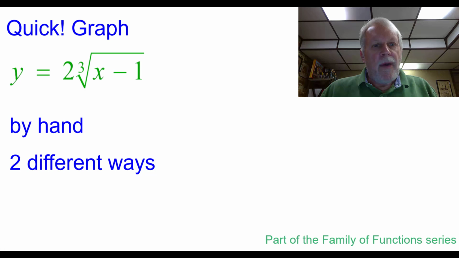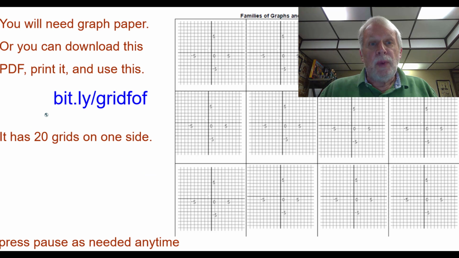Let's quickly graph y equals 2 times the cube root of the quantity x minus 1 by hand 2 different ways. This is part of the Family of Functions series. You will need graph paper, or you can download this PDF and print it. Press pause as needed anytime.